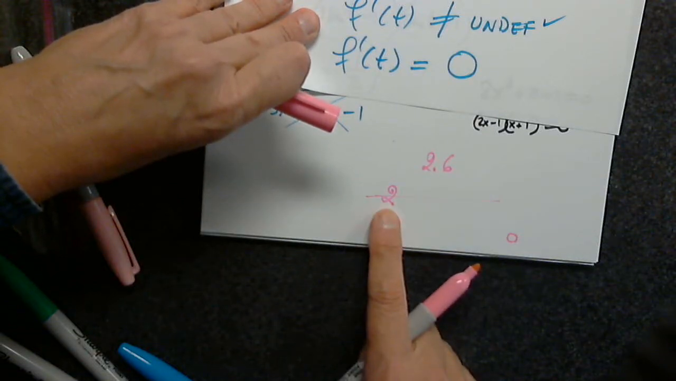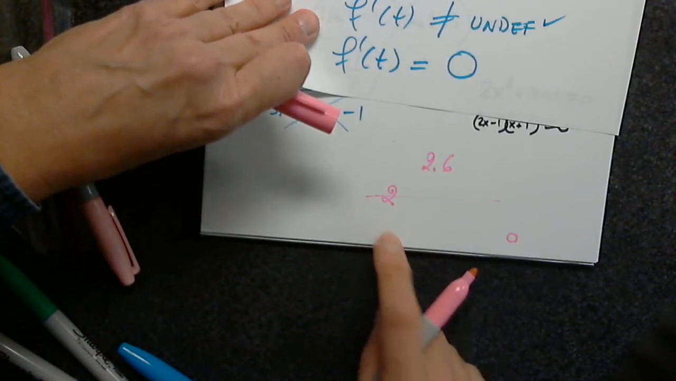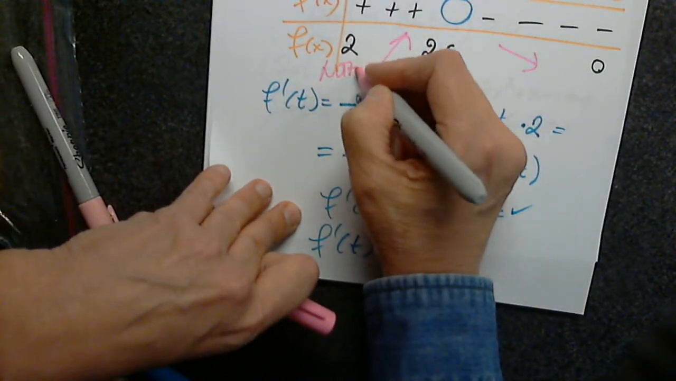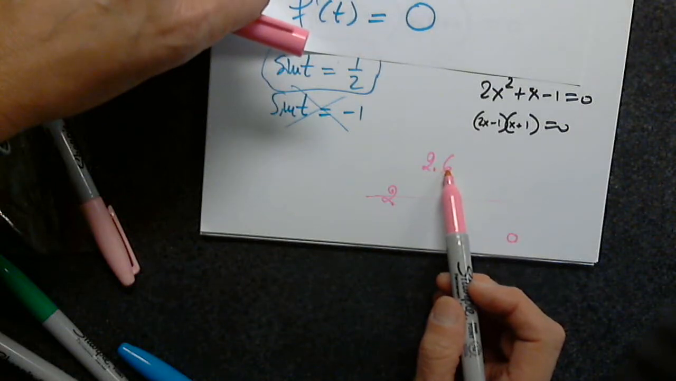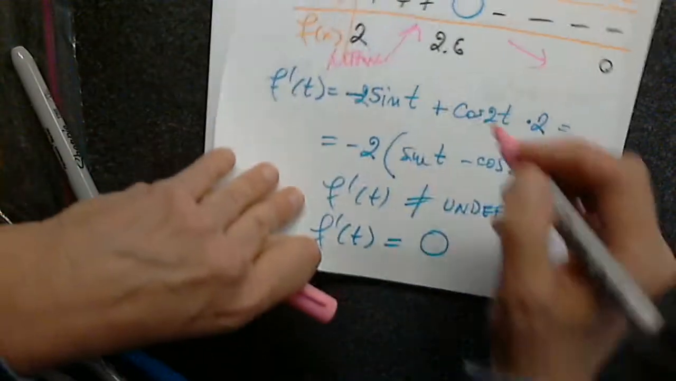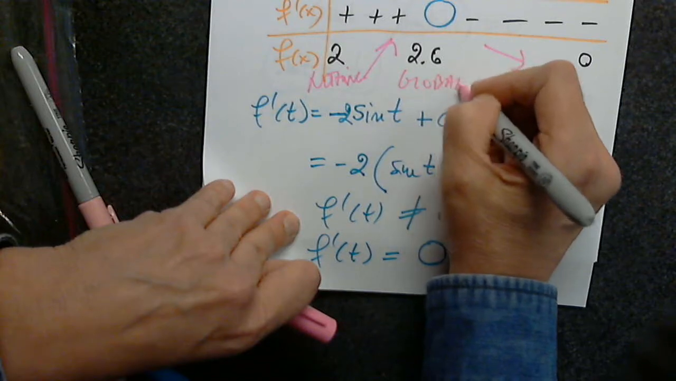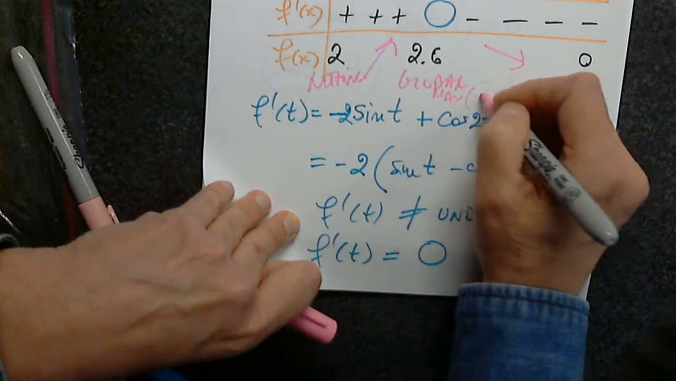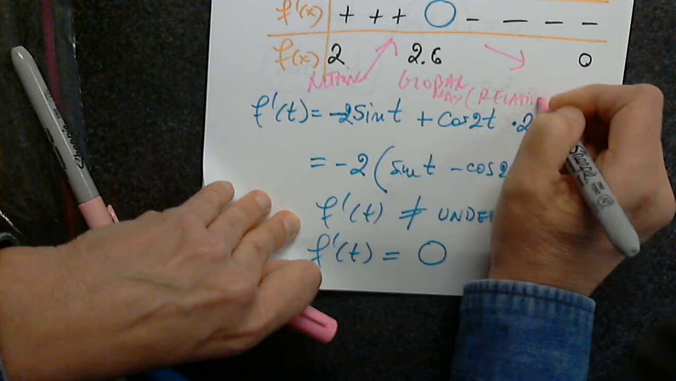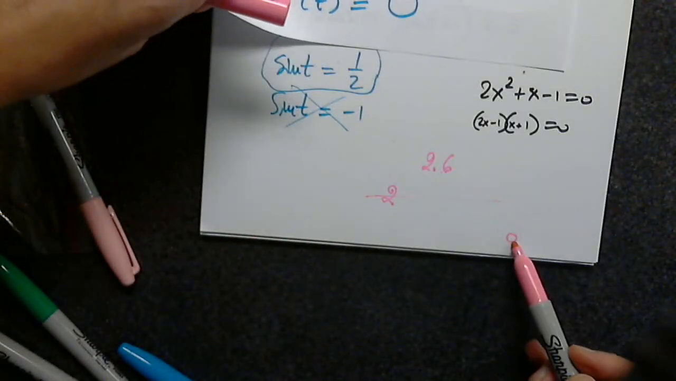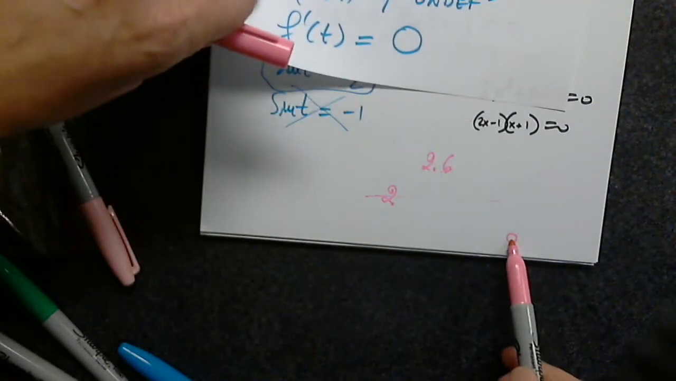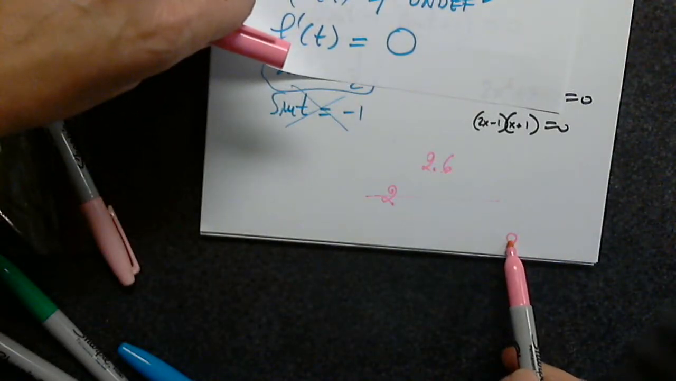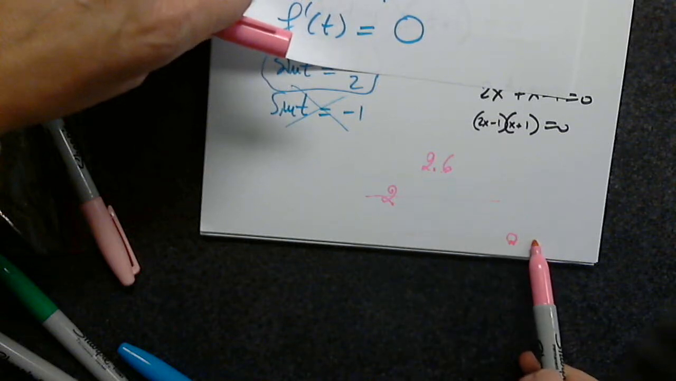What does this point represent? This point is nothing. What does this point represent? Pi over 6 comma 2.6. Yes, global max, but it's also relative max. What about this point, which is pi over 2 comma 0? What does this represent? It's the smallest possible for the entire function. What is it? Global min.